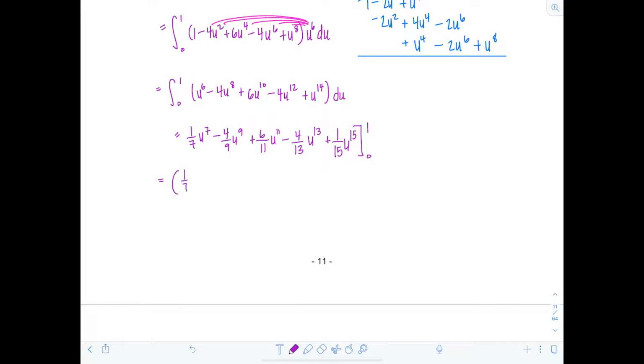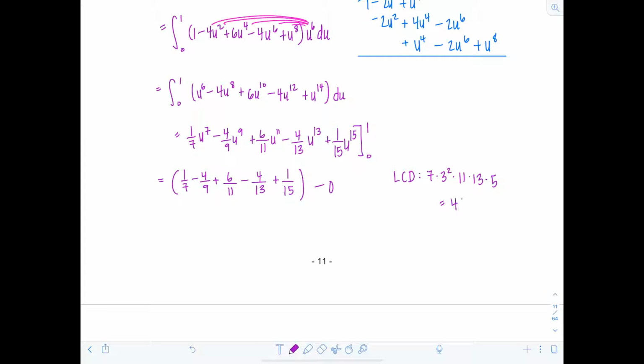So we're going to have 1/7 minus 4/9 plus 6/11 minus 4/13 plus 1/15 minus 0. You have to figure out what the least common denominator is. It's going to be, let's see, 7. I've got 9, so that's 3 squared. I need 11. Wow, these are almost all co-prime. 13. 15, that's 5 times 3. I've already got a 3, so just add a 5 in there.